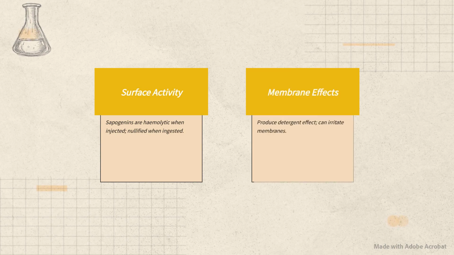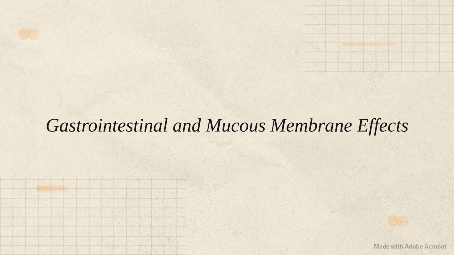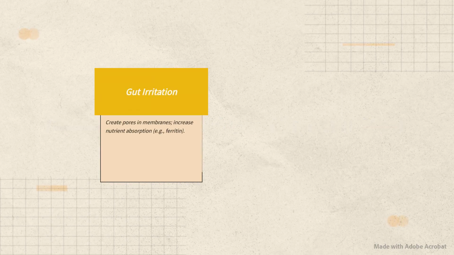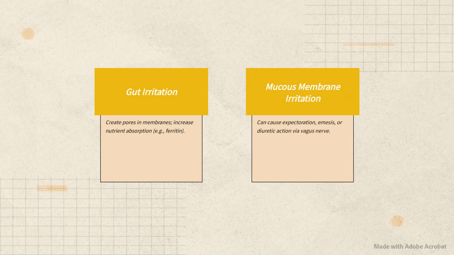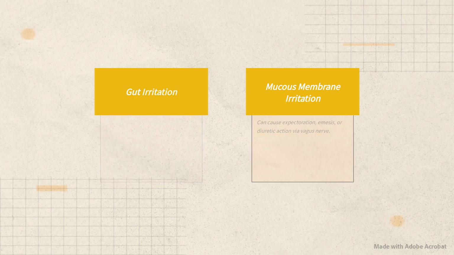Membrane effects refer to saponins producing a detergent effect and sometimes irritating membranes. In the gut and mucous membranes, saponins can irritate surfaces, sometimes increasing nutrient absorption or triggering reflex actions. Gut irritation means saponins create pores in membranes, allowing greater absorption of nutrients like ferritin. Mucous membrane irritation can lead to reflex expectoration, emesis, or diuretic action through vagus nerve stimulation.